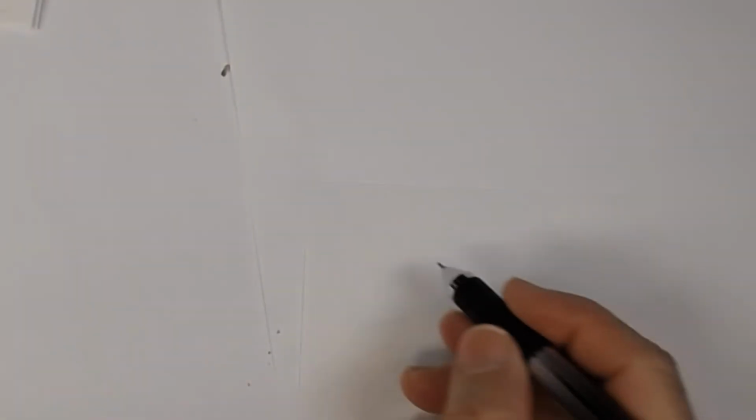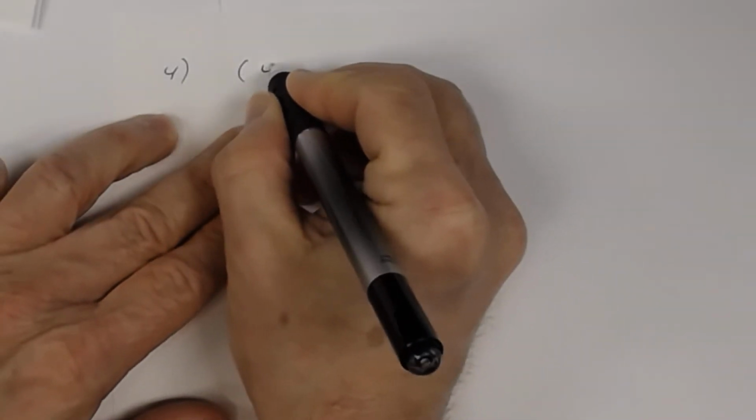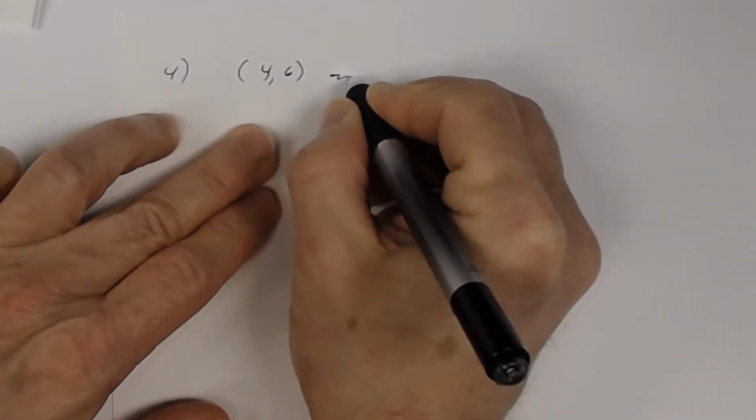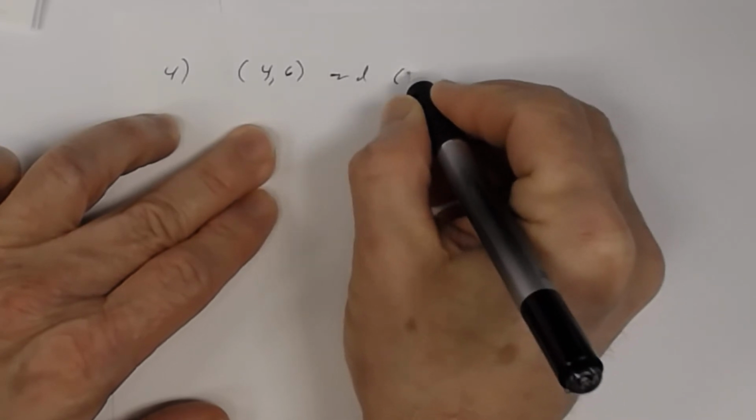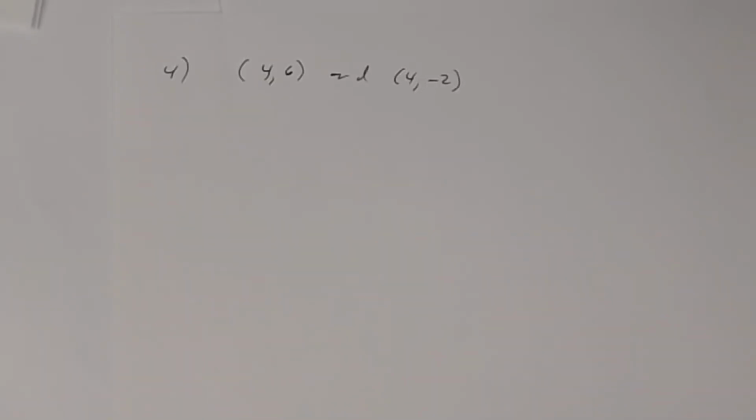So let's look at number 4. Let's suppose we had the points (4, 6) and let's say (4, negative 2). Okay? So let's go ahead and use the slope formula to find the slope.